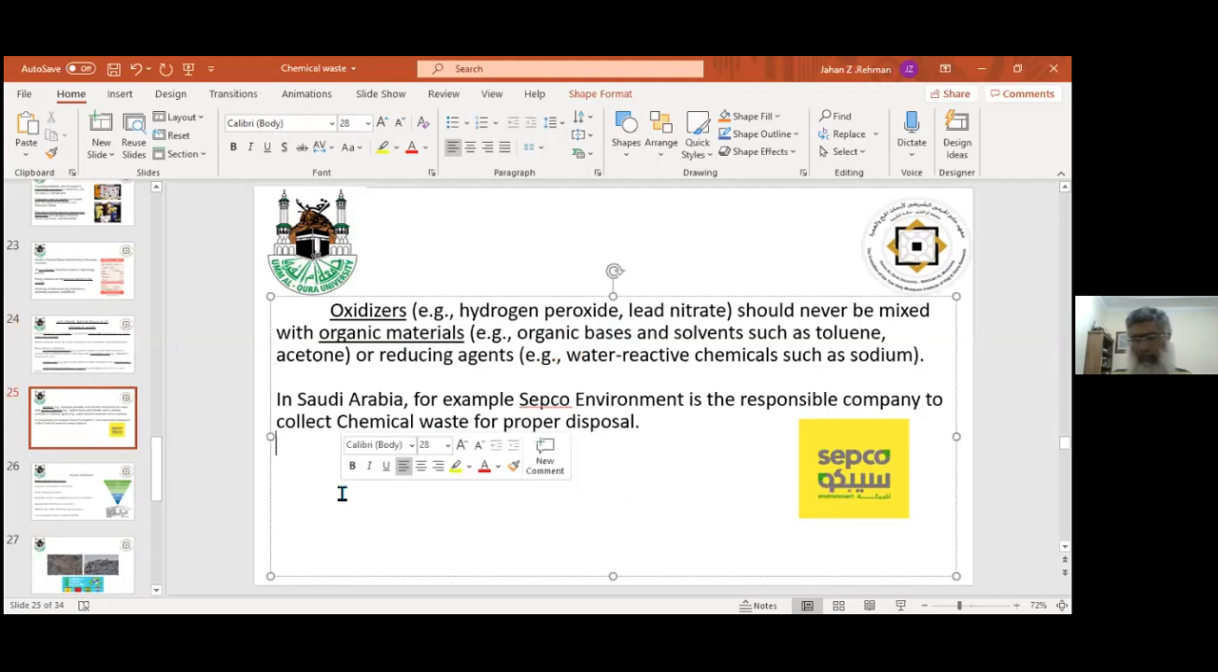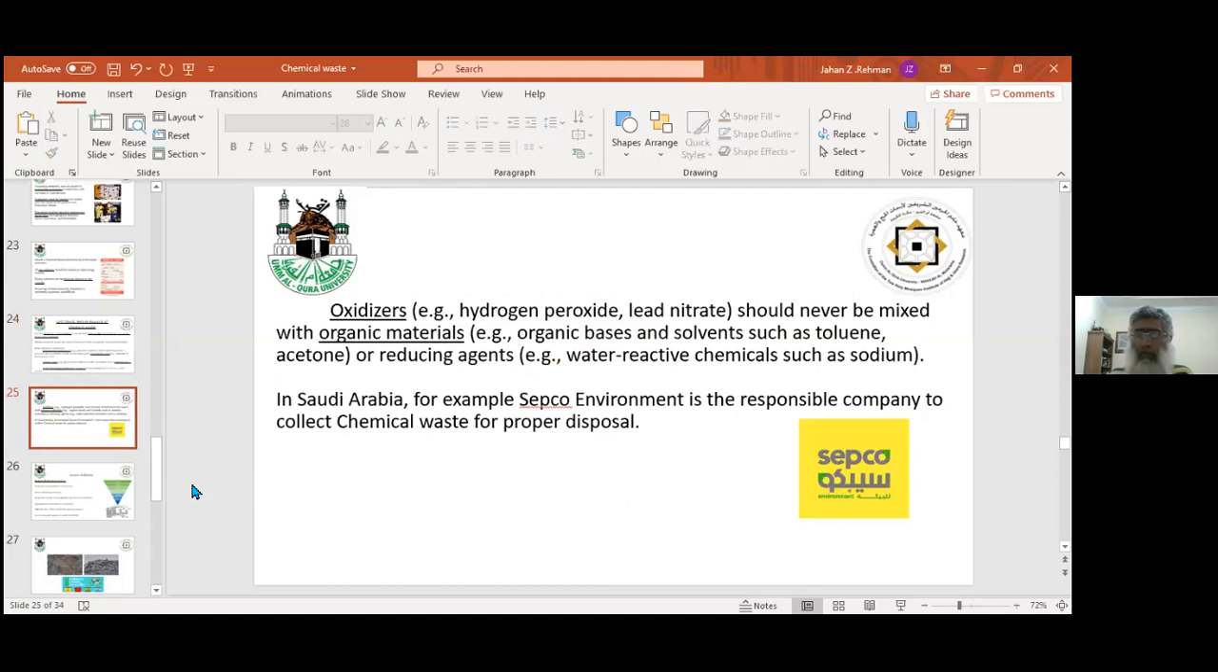Here in Saudi Arabia, SAPCO is one of the responsible companies which can take your waste from your lab. When you ask them to take your waste, they ask you to follow the same guidelines: keep chemicals separate, put all compatible chemicals into the same container, and then they will come, check, and take your disposed waste to their facility.